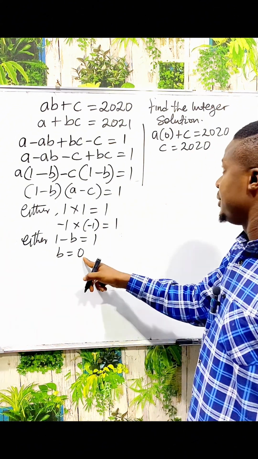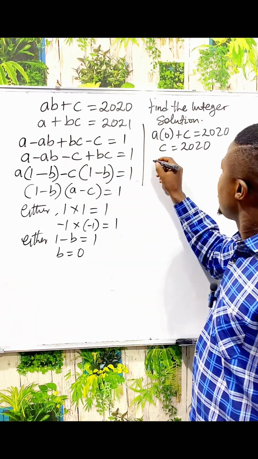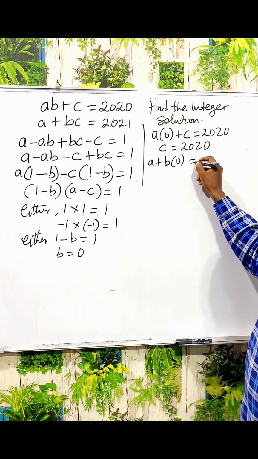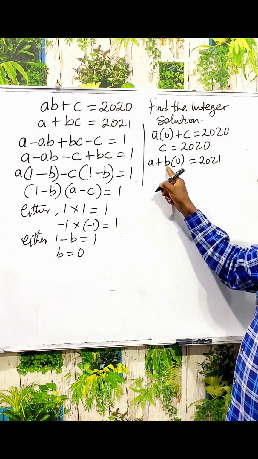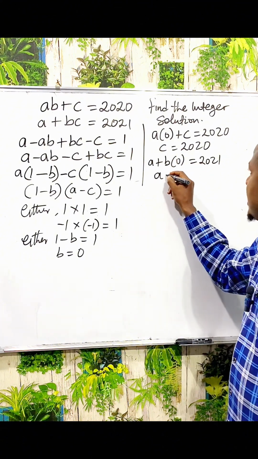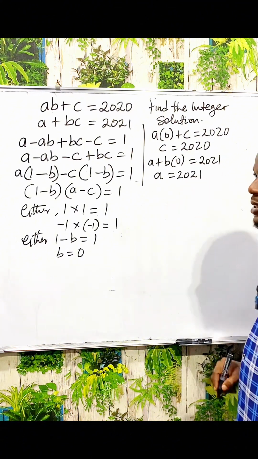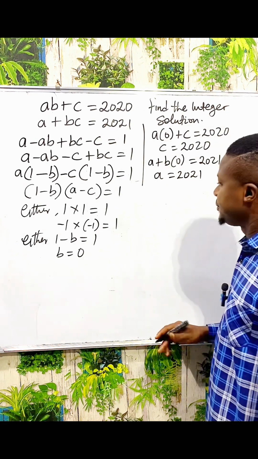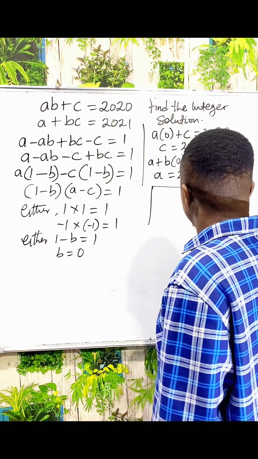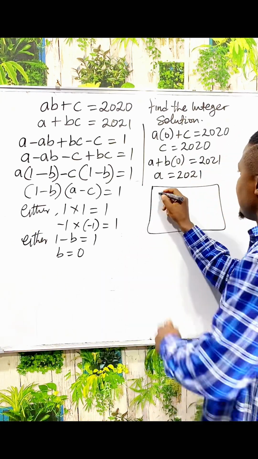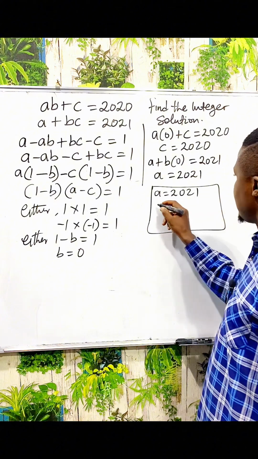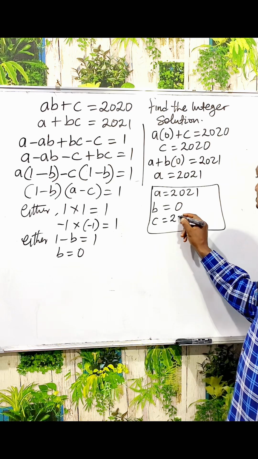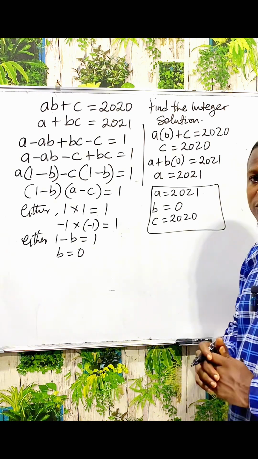Also, let me substitute B as 0 in equation 2. In equation 2, I'll have A plus B times 0 is equal to 2021. B times 0 is 0, it has gone, meaning that A is 2021. Then, it means that the first set of our solutions will be A is 2021, B is equal to 0, and then C is equal to 2020. This is the first set of solutions.